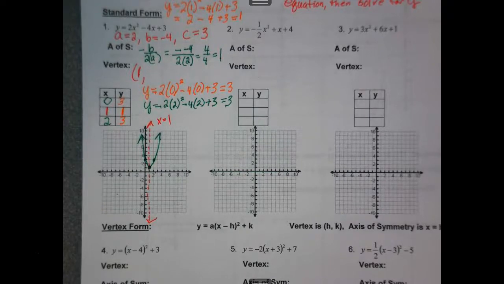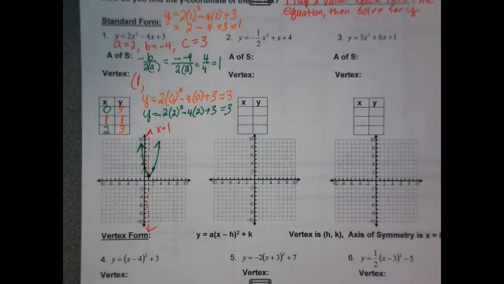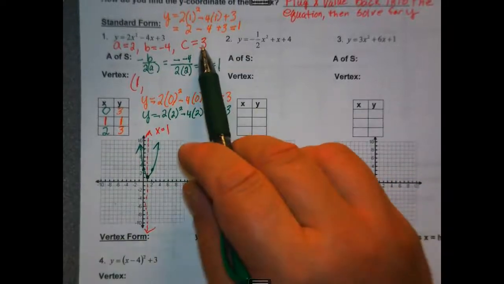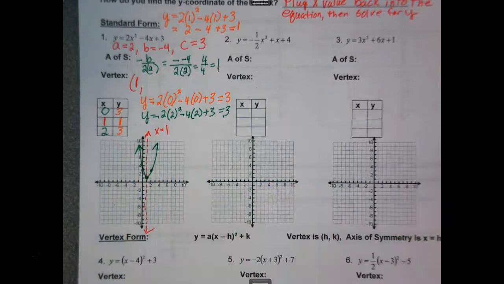By the way, did you guys notice what C was in the formula? It is 3. My C is 3. It's also called the y-intercept.